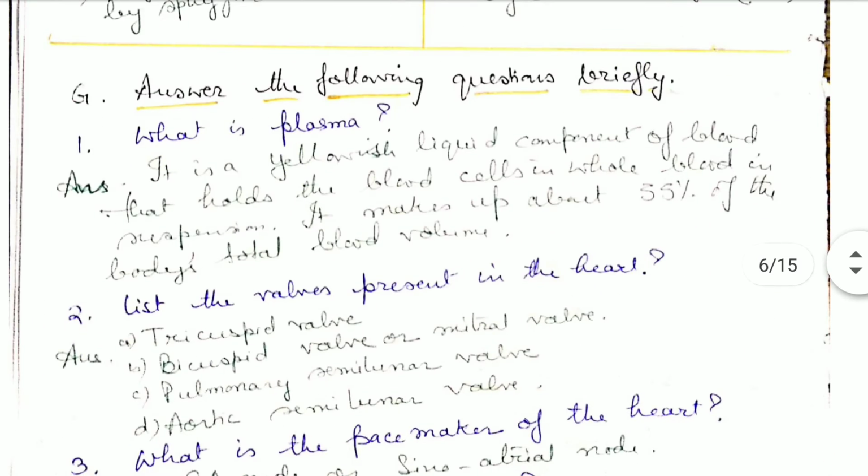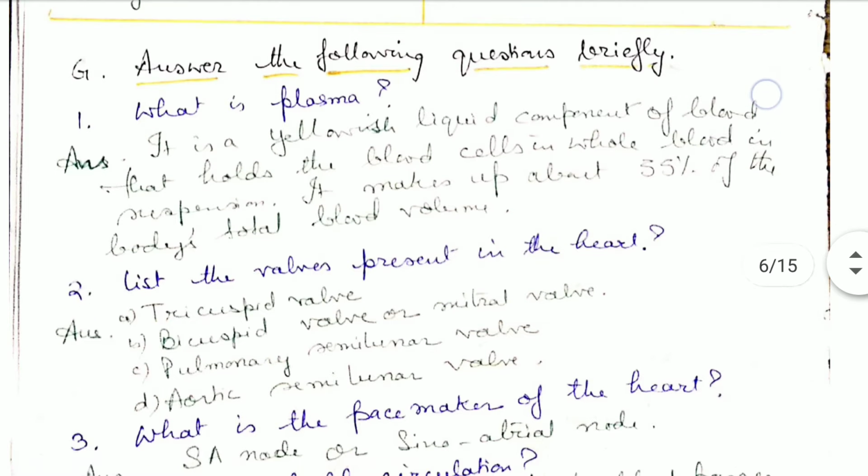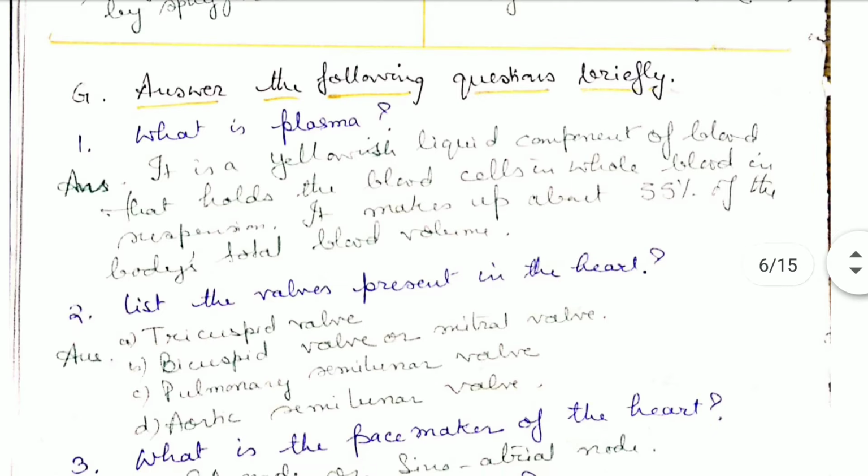Now answer the following questions briefly. First one is, what is plasma? Plasma is the yellowish liquid component of the blood that holds the blood cells in the whole blood in suspension. It makes up about 55% of the body's total blood volume.